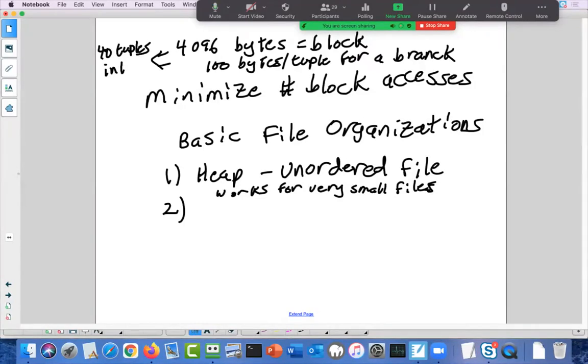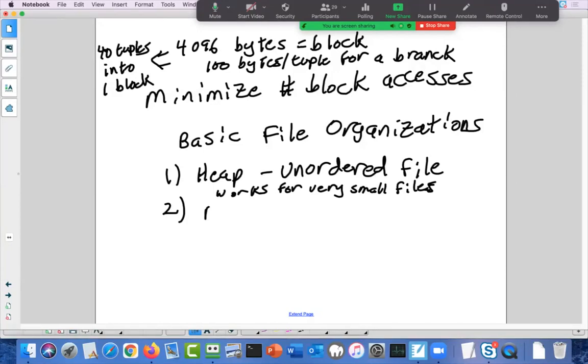Unless we're a huge property management company, we probably don't have that many branches. So probably we could fit the entire branch relation into one block. Therefore, we would probably use a heap for the branch relation. So it works very well for small files.